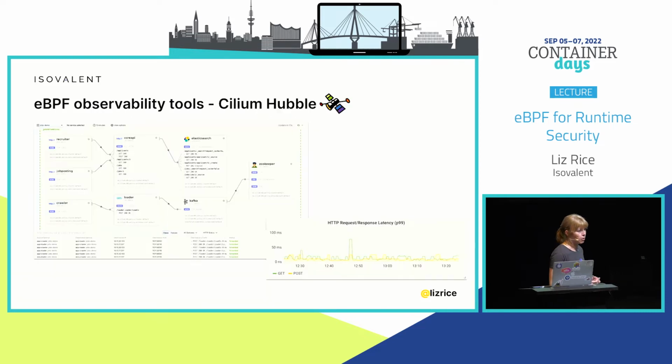And another example, this is again something you might have seen in the previous talk, the Hubble component of Cilium, which can show you how network packets are flowing within your cluster, how Kubernetes services are communicating with each other, and metrics like latency or number of packet drops, or you name it, you can collect the metrics.